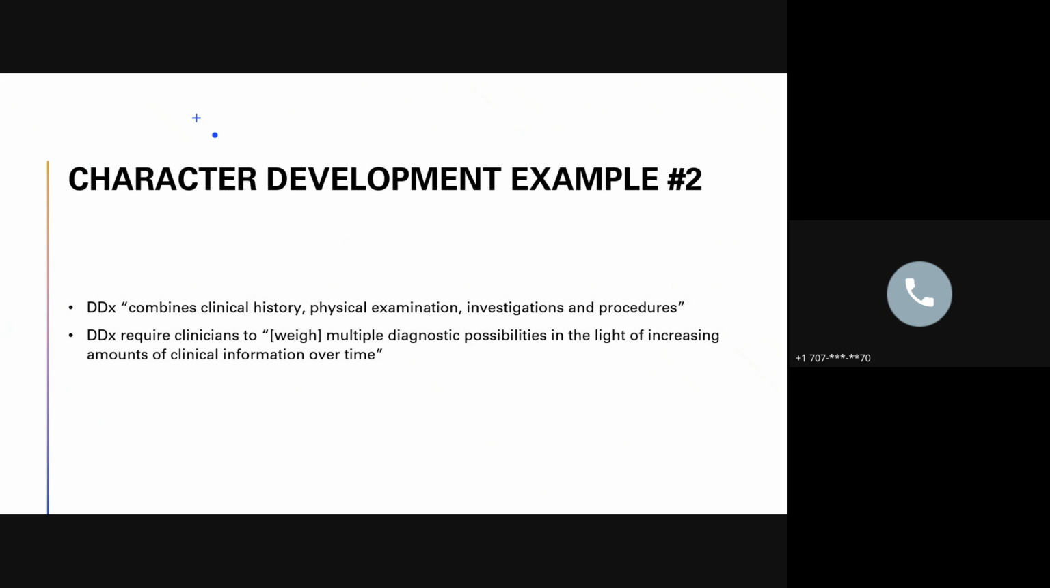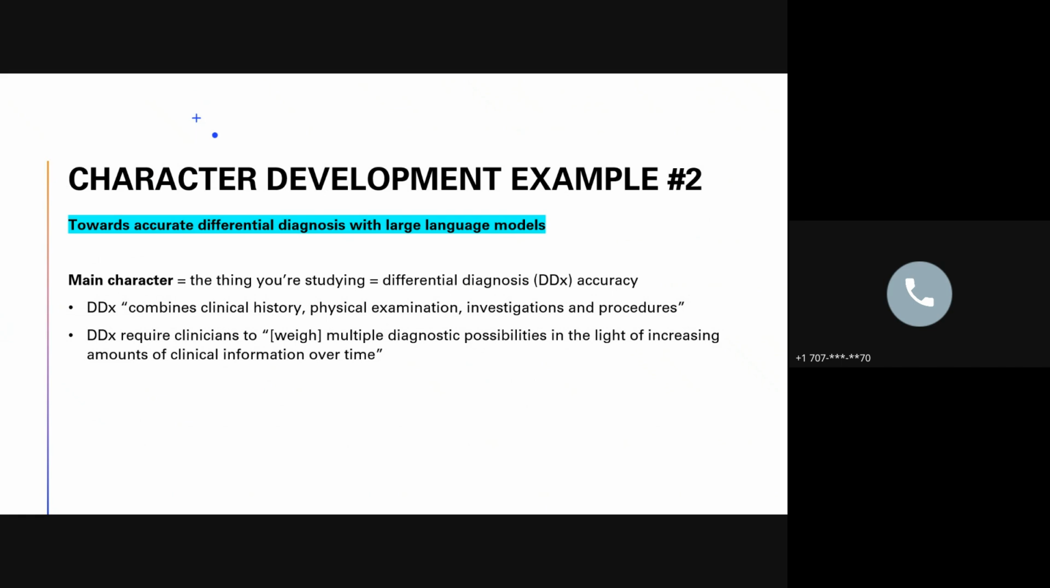Here's our second example, and that didn't come out right. So this is for the large language model one. So we can see that the main character, the thing we're studying, is actually differential diagnosis accuracy. So even though this article talks a lot about the AI tool that they're using, they're not really studying the tool, rather they're studying the accuracy rates of differential diagnoses.